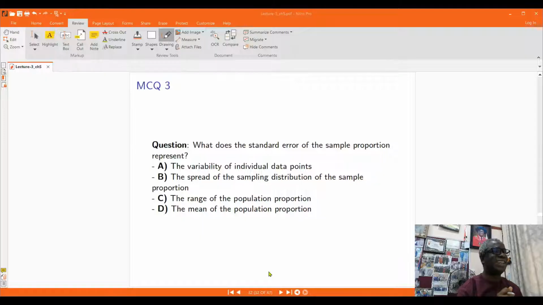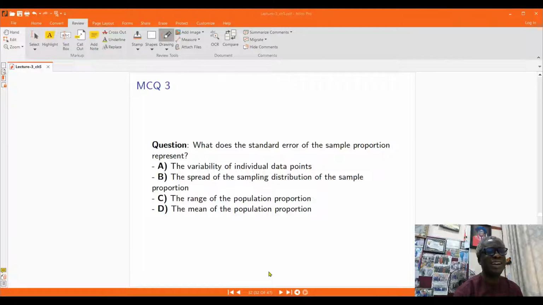What does the standard error of the sample proportion represent? That's question 3 now. What does the standard error of the sample proportion represent? The variability of individual data points, the spread of the sampling distribution of the sample proportion, the range of the population proportion, the mean of the population proportion.